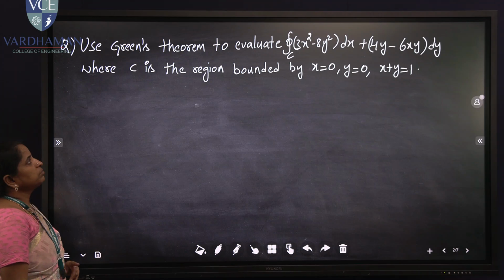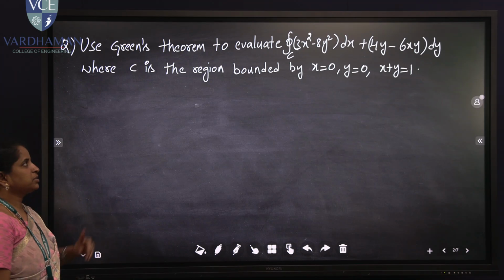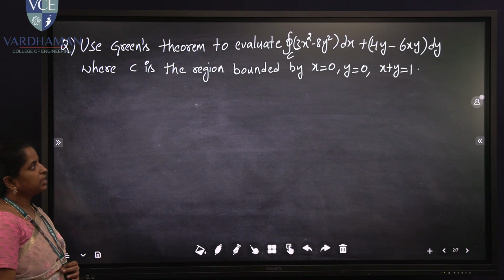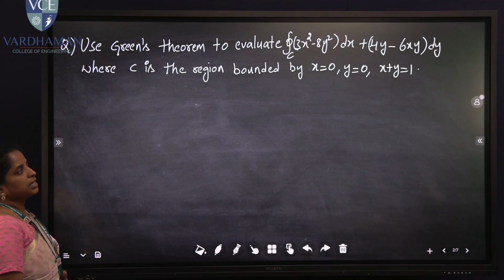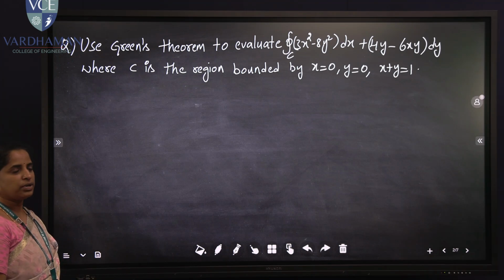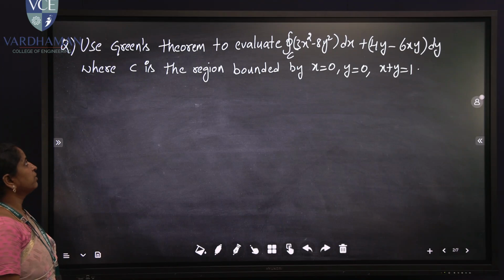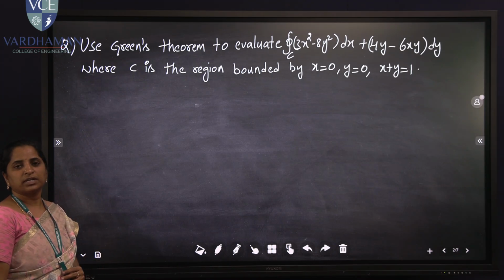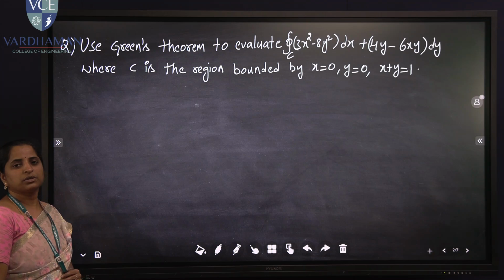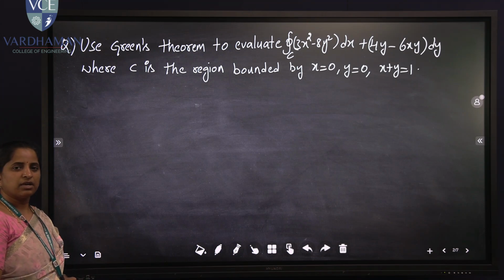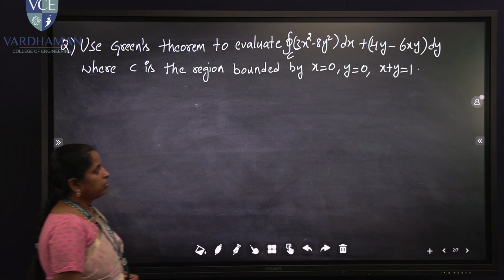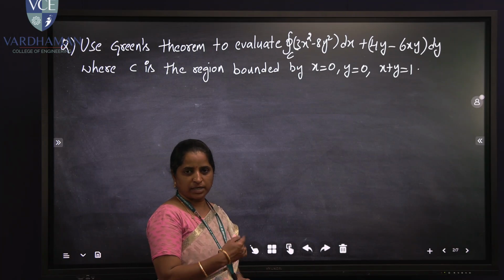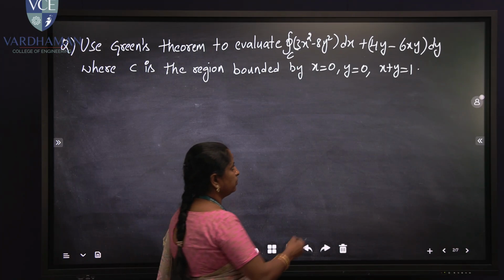Coming to the second problem, use Green's theorem to evaluate. So here also a single integration they have given: the integral over c of (3x square minus 8y square) dx plus (4y minus 6xy) dy, where c is the region bounded by x equal to 0, y equal to 0 and x plus y equal to 1. So before going to solve the problem, let us draw the graph for this also.